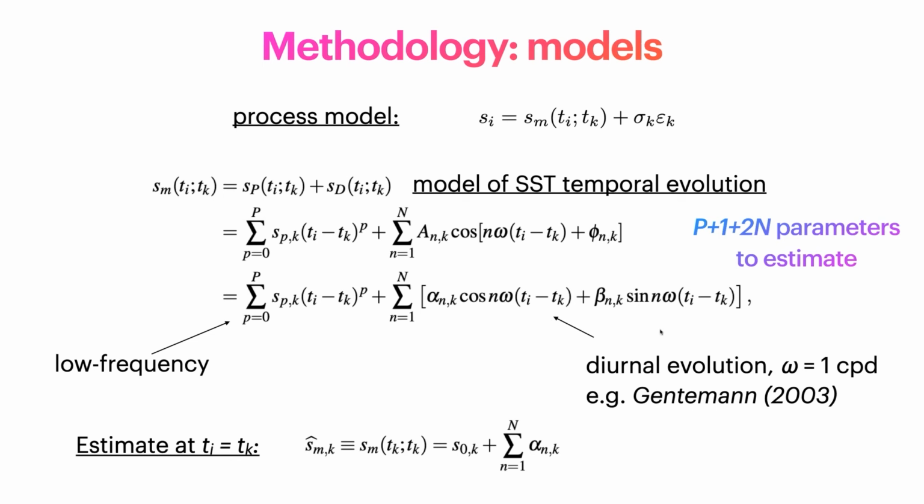So if you look at this model in the end, you see that in order to get an estimate of the SST, we need to estimate p plus 1 plus 2n parameters at every time step tk. Now, if we actually want to get the estimate, we need to evaluate this function at times t equals tk. And the estimate of SST itself is only the sum of n plus 1 terms. We have the first term, which is the order 0 of the polynomial, and then we have n terms, which are basically the amplitude terms that are in front of the cosine functions.